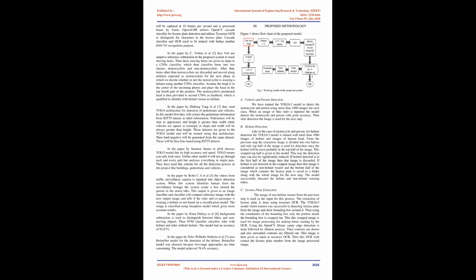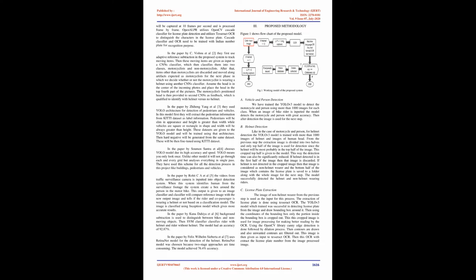In the paper by C. Vyshnav et al. [2], they first use adaptive reference subtraction in the proposed system to track moving items. Then these moving items are given as input to a CNN classifier, which classifies them into two classes, motorcyclists and non-motorcyclists. After that, items other than motorcyclists are discarded and those expected to be motorcyclists move on to the next phase, in which we decide whether or not the motorcyclist is wearing a helmet using another CNN classifier.